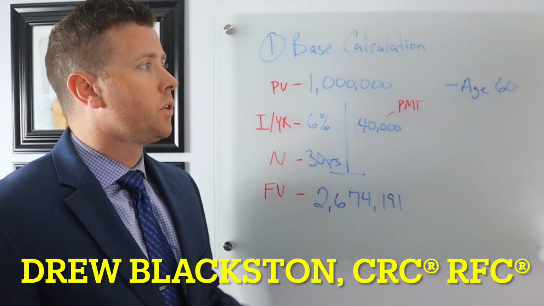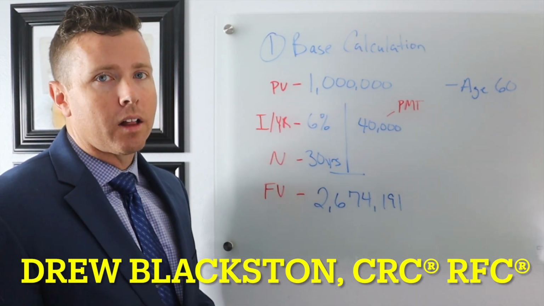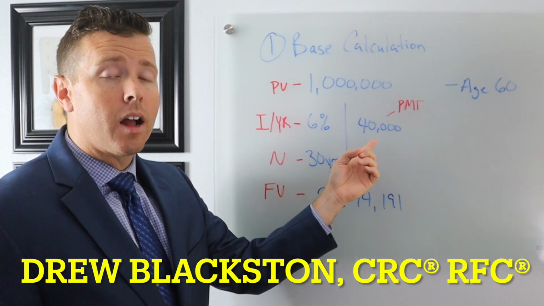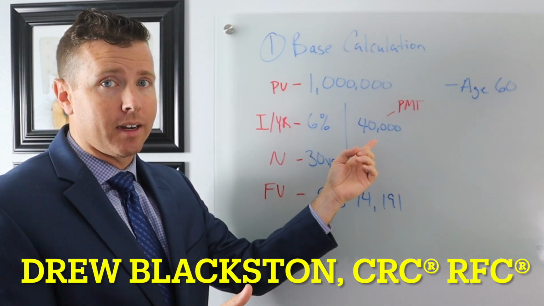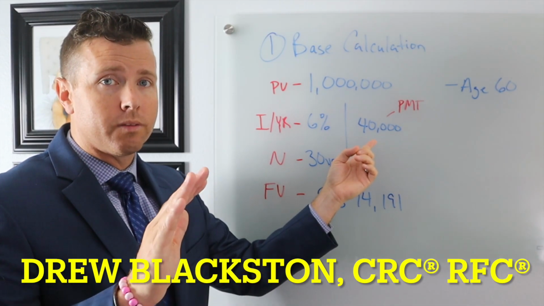So I've got a 60-year-old individual. They've got $1 million. They need $40,000 a year in retirement income. Okay, they need $40,000 for the rest of their life.